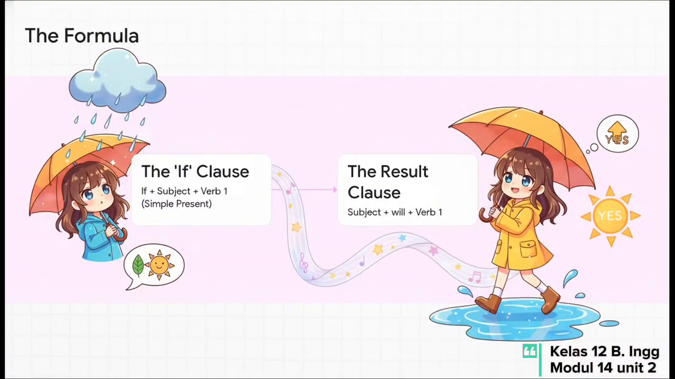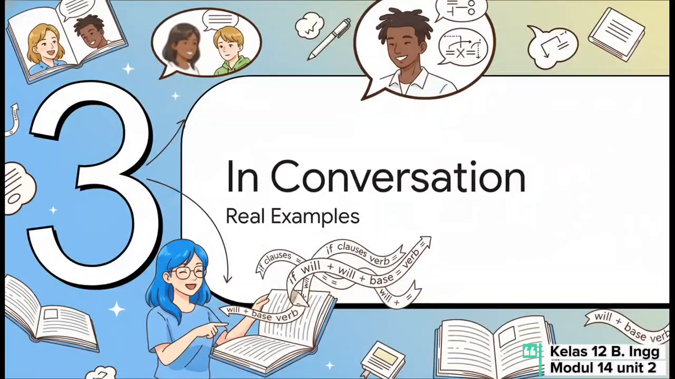All right, so here's the magic formula, the crucial point. The if clause uses the simple present tense, if it rains. Then the result clause uses will plus a verb. I will take an umbrella. Seriously, just remember that simple pattern. If present, then will future. Lock that in. All right, theory's done. Now for the fun part. Let's see how this works in a real, natural-sounding conversation using some more examples straight from our textbook.